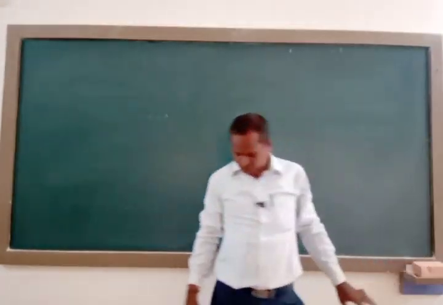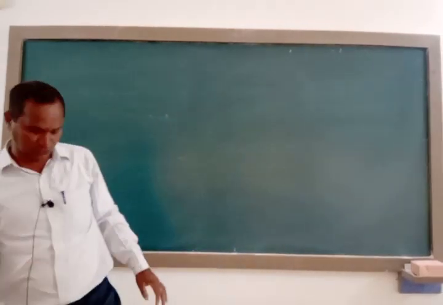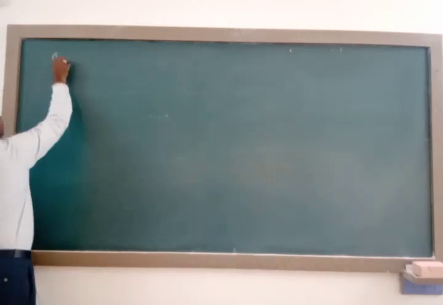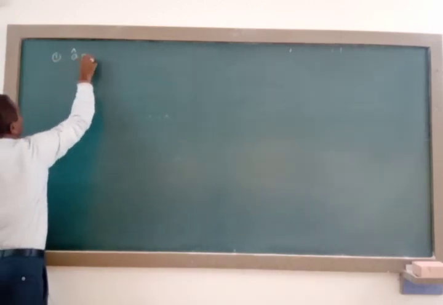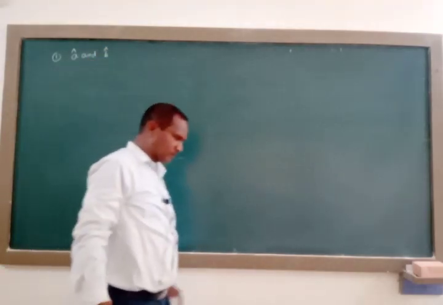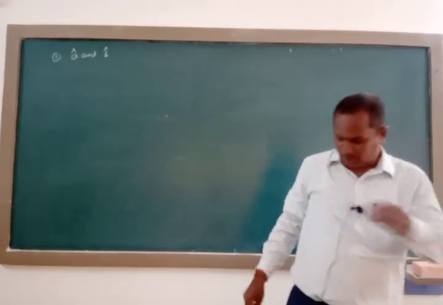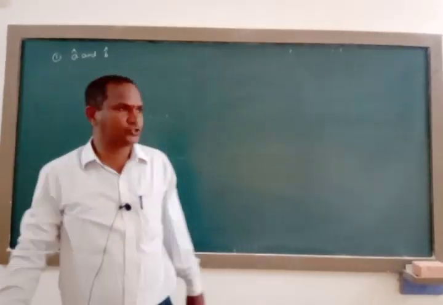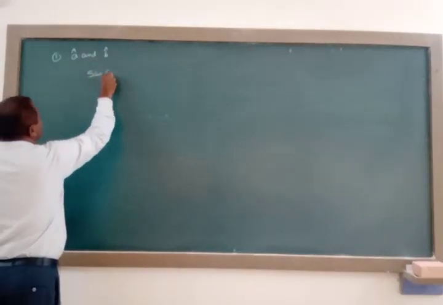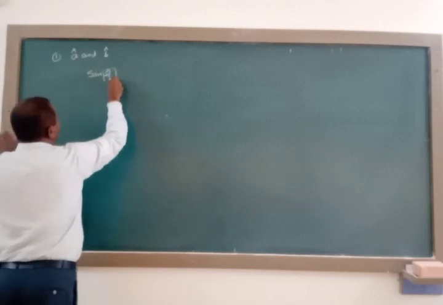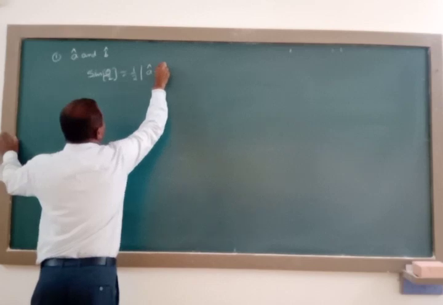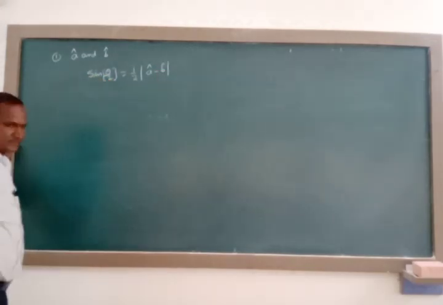Like that, they will ask those in competitive level examinations also, like CET. Number one: a cap and b cap are the two unit vectors. Then show that sin theta by 2 is equal to half into modulus of a cap minus b cap. Very important results.